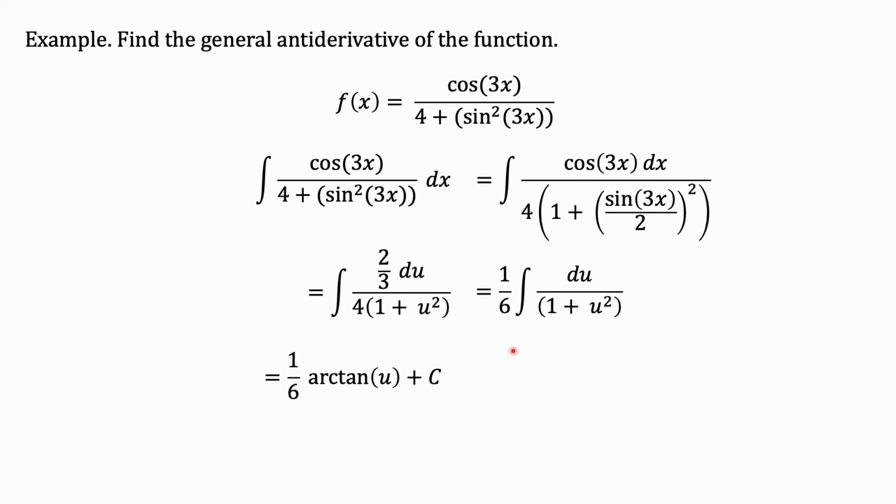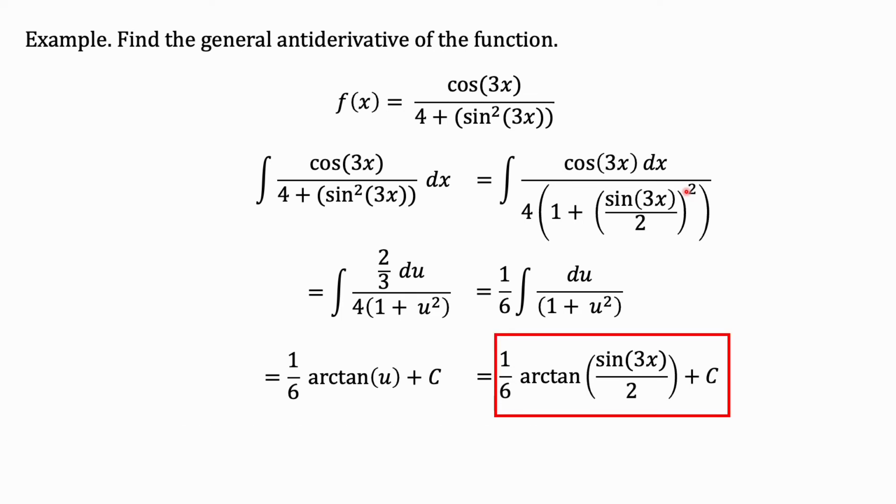So to avoid that problem, obviously, we need to go back and plug back in what this u should be. And remember, our u is this term right here. It's sine of 3x over 2. So all of that is going to go inside of the arctan function. All right, and so this is our general antiderivative of this function right here. And we did that by thinking of it like an indefinite integral, and then making the appropriate u substitutions there. So that's our final answer.